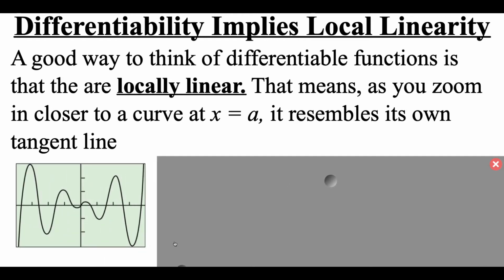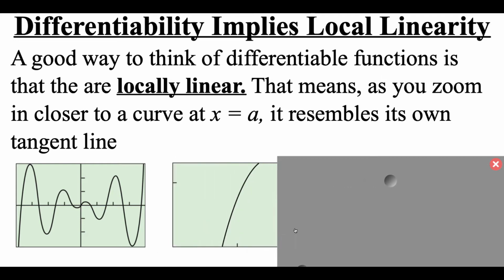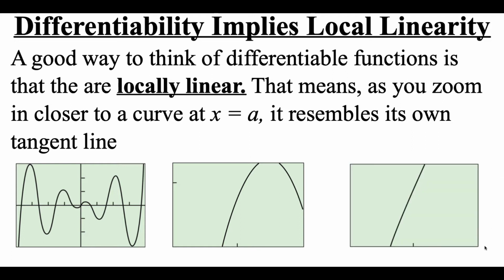So if we had a graph with a whole bunch of curves in it, if we were to zoom in on any one of those curves, the closer and closer that we zoom in, the more line-like or the more linear that portion looks. And that line would have the exact same slope as the tangent line.